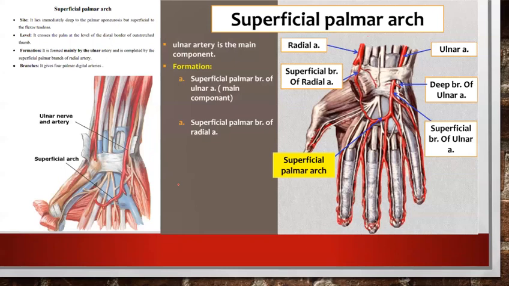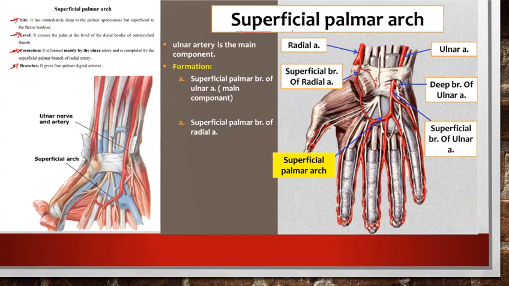I need to know 4 points about each arch, which are the formation, the site, especially in relation to the palm and the flexor tendons, the level, and the branches. The first point is the formation.